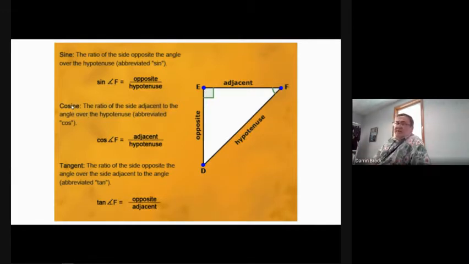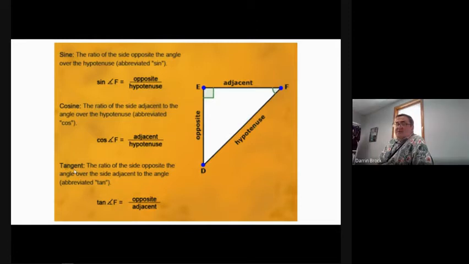So cosine, this is one of our other main terms. It is the ratio of the side adjacent to the angle over the hypotenuse. So it's the adjacent divided by the hypotenuse. Adjacent would be the top side of this triangle as it's illustrated, because it's right next to the angle F. So the cosine of angle F is the adjacent, the top side, divided by the hypotenuse.